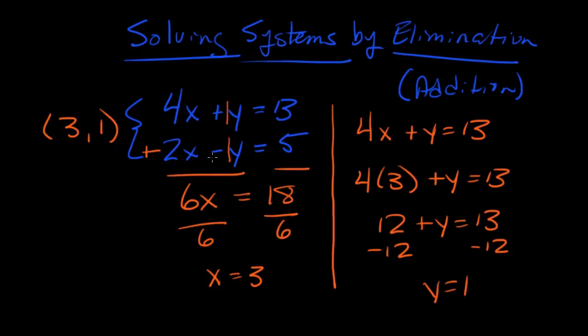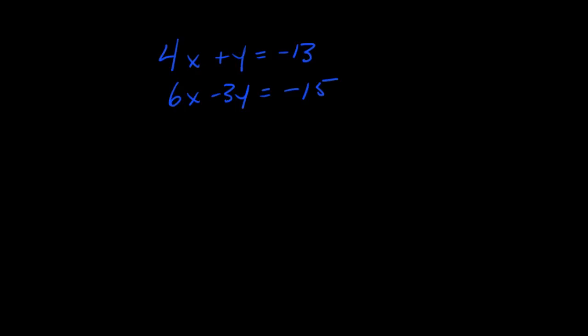So again, remember, these are equations for lines. So this ordered pair is the place where these two lines will intersect on an xy coordinate plane. All right, so that's the method. We just add the two equations together and try to eliminate one of the variables so that we can solve for the other. So let's look at another example.